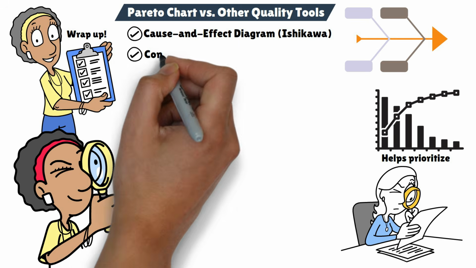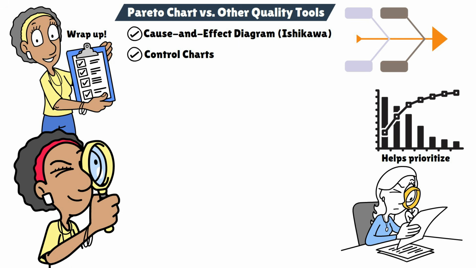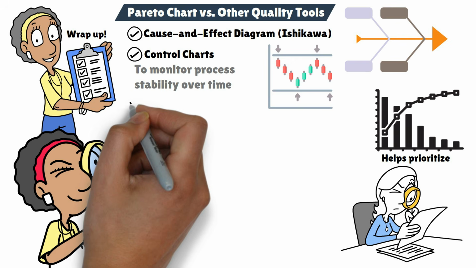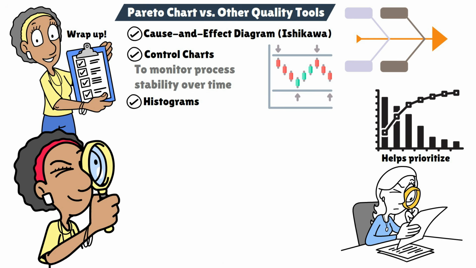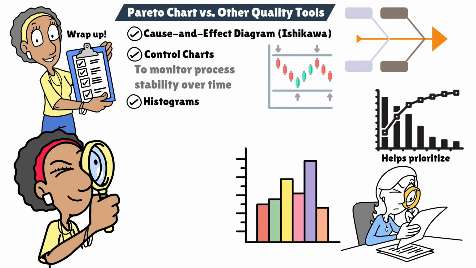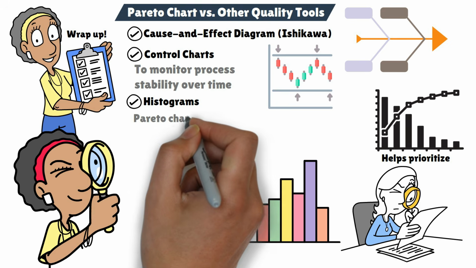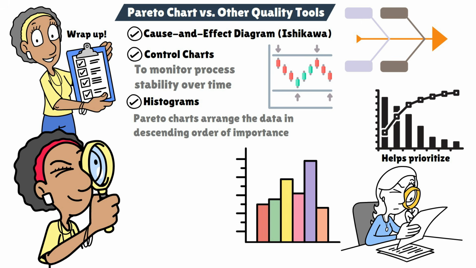Control charts. While Pareto charts focus on identifying the most frequent causes of problems at a specific point in time, control charts are used to monitor process stability over time. Histograms. Both histograms and Pareto charts use bar charts to display data, but Pareto charts arrange the data in descending order of importance and include a cumulative line to show the impact of addressing each cause.